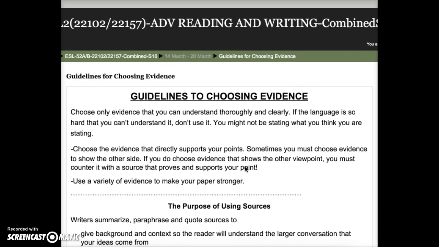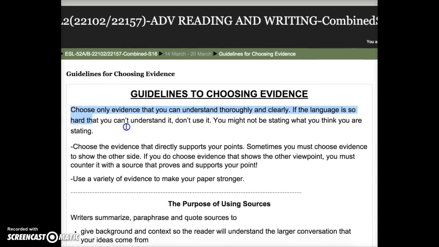Okay, backtrack. So here are some final points that I want to leave you with about choosing evidence. As you go reading your sources, I want you to make sure you're only choosing evidence that you can understand thoroughly and clearly. So if the language is so difficult you can't understand it, don't use it, because you might not really be saying what you think you are saying. Also, choose evidence that directly supports your points.